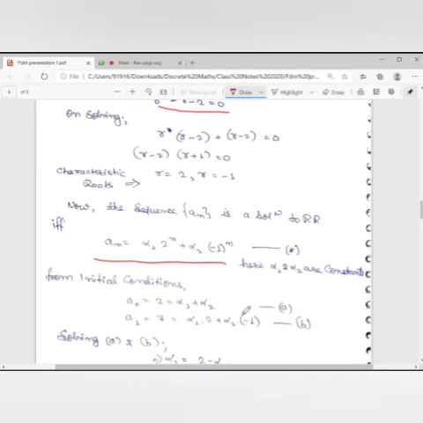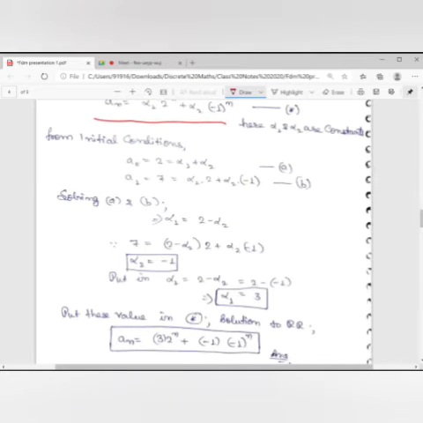I have represented this equation as A and B. On solving this equation, we will get values of alpha 1 and alpha 2. I have used the substitution method: alpha 1 is equal to 2 minus alpha 2 from equation number A, and put the value of this alpha 1 in equation number B. We will get alpha 2 is equal to minus 1, and put the value of alpha 2 is equal to minus 1 in this equation. We will get alpha 1 is equal to 3.